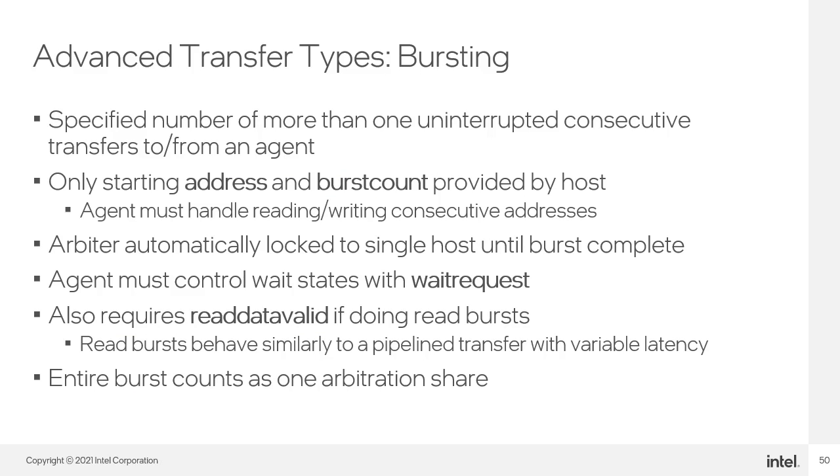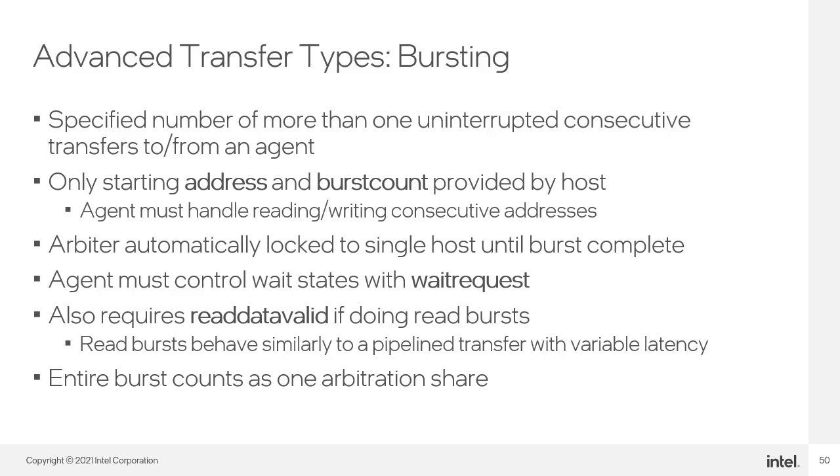The other supported advanced transfer type is a bursting transfer. A bursting transfer is used by a host to gain uninterrupted access to a particular agent. This allows a larger block of data to be sent without having to use separate transfer requests and without the danger of another host making a request to the same agent and interrupting or even corrupting the data from the first. The Avalon standard supports both read and write bursts.